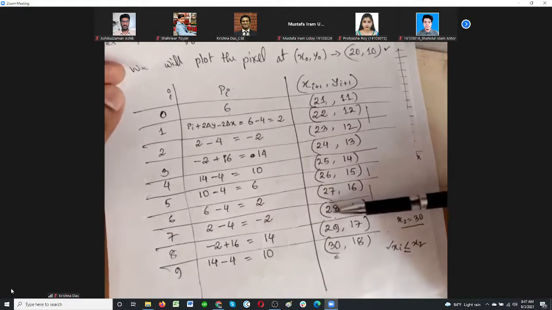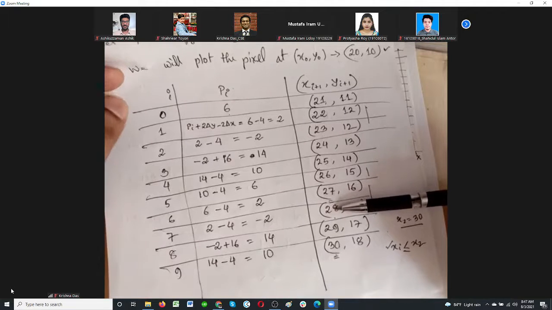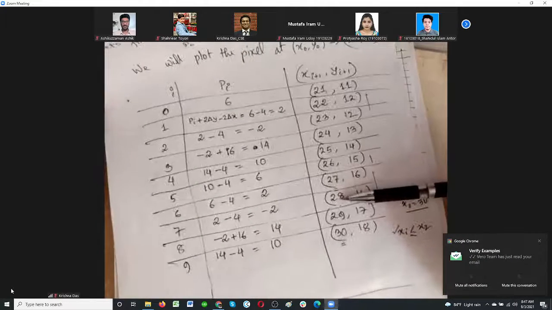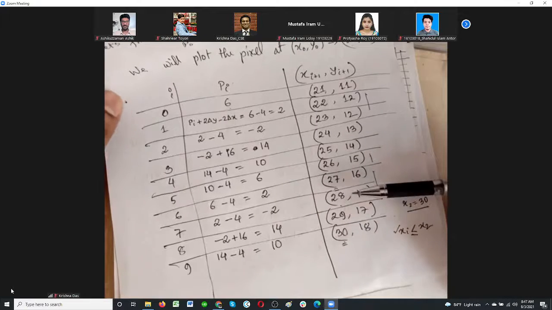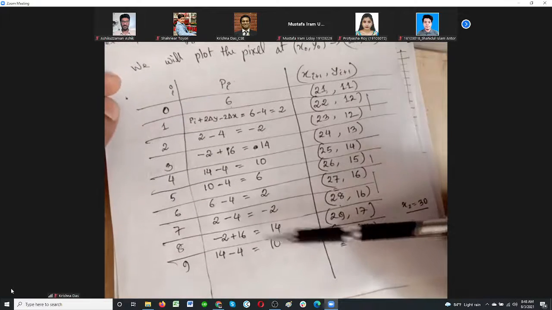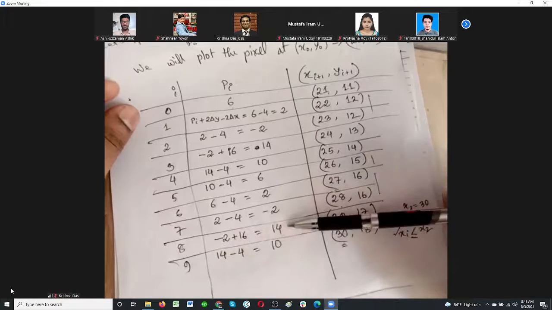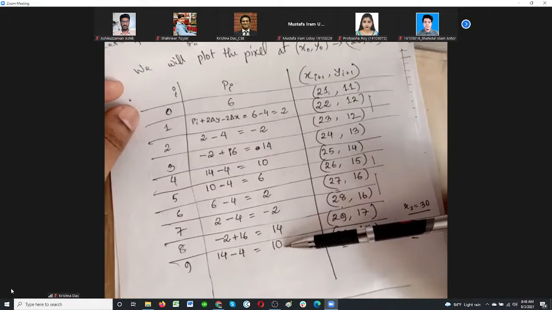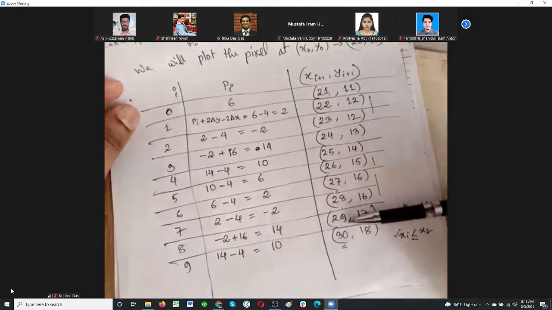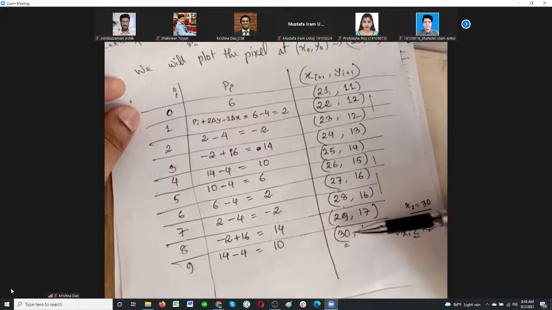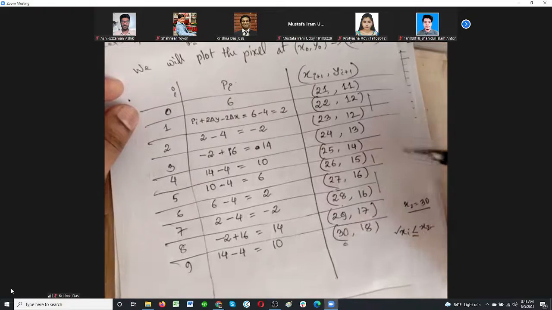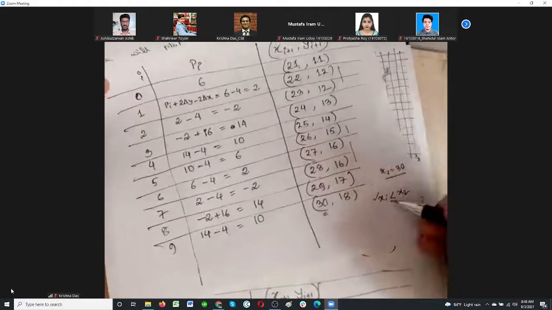We continuously check that x of i is less than x2. X2 is my 30. So 28 is less than 30, so we continue. 29 is less than 30, so we continue. So we got 14 minus 4 because it is positive, and that becomes 10, and 29 becomes 30 and 17 becomes 18. Now is xi 30 less than 30? No, so it will be terminated at this point.